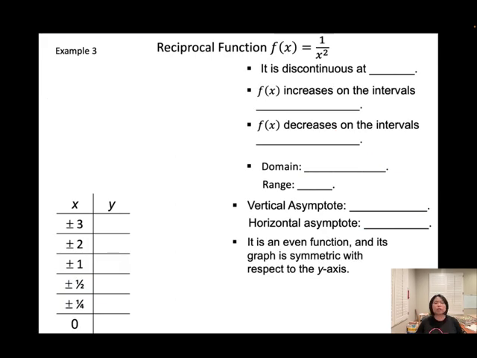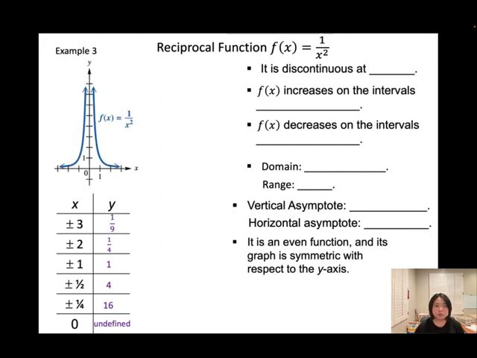Okay, example 3. Reciprocal function f of x equal to 1 over x squared. Now, I want you guys to try plugging in positive and negative 3 into here. Find out what the y is. Once you're done, try to sketch the graph. Okay, check your work.